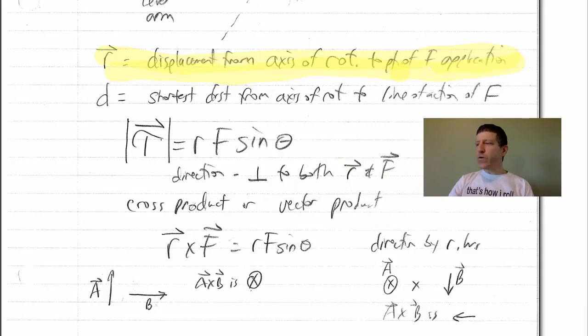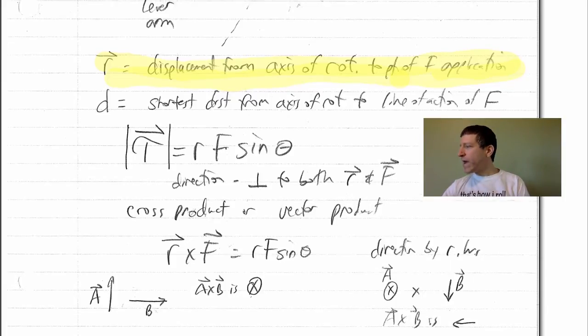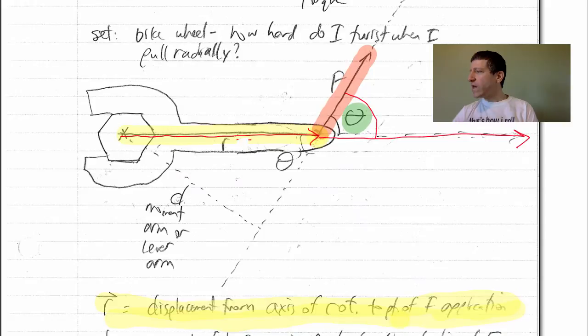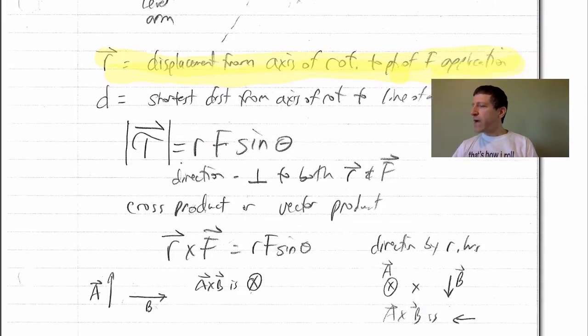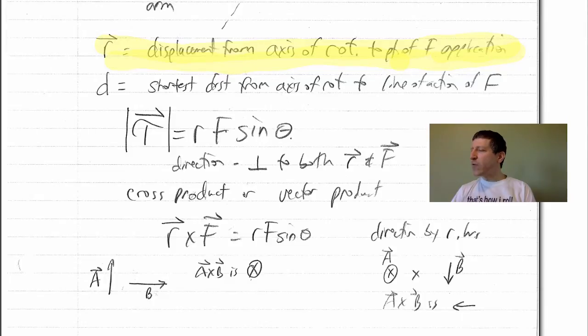The magnitude of the torque is R, the distance, displacement from the axis of rotation to the point of force application, times the force itself, times the sine of the angle between them. And again, to figure out that angle, you do need to put the force and displacement vectors tail to tail to get that actual angle. So R times F times the sine of the angle between them.